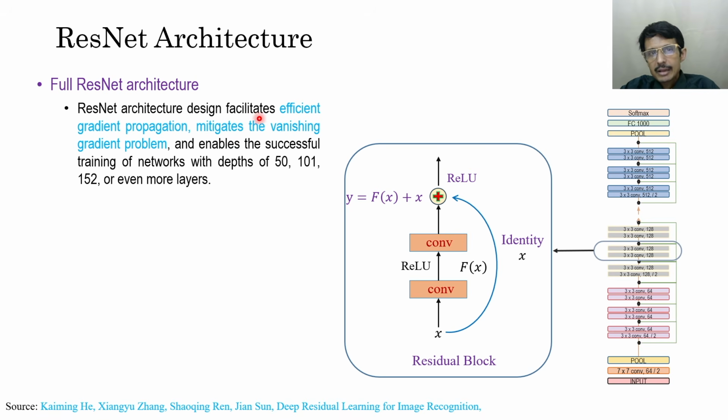The ResNet architecture facilitates efficient gradient propagation, as we have seen, by virtue of this skip connection. It mitigates the vanishing gradient problem, which we have also seen, and enables the successful training of networks with depths of 50, 101, 152 and even more layers. So as a whole it looks like this. If we take this 3 cross 3 conv, 128, this is basically one skip layer. You can say this is a skip connection.